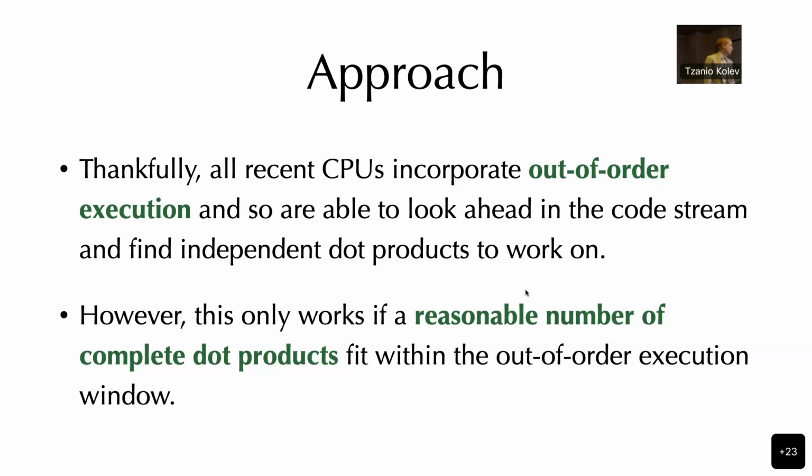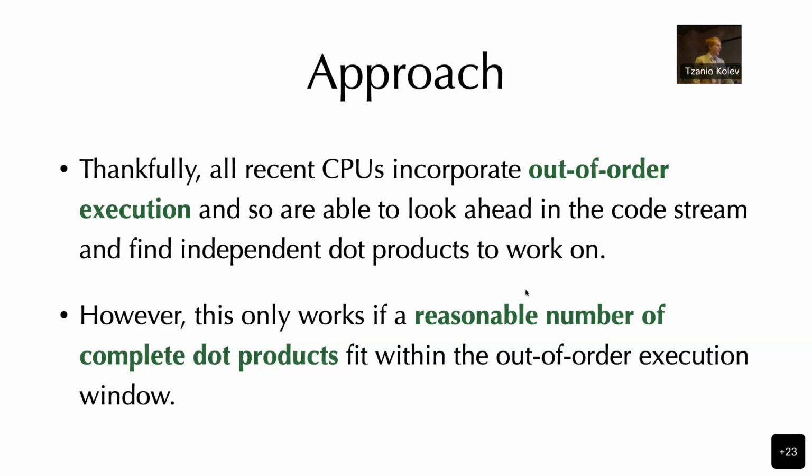However, this only works if a reasonable number of complete dot product operations fit within the out-of-order execution window of your CPU. And this can vary. At the low end, you have something like an A64FX, which only has a window of about 40 instructions. And on the high end, you have something like an Apple M1, which can have north of 600 instructions.